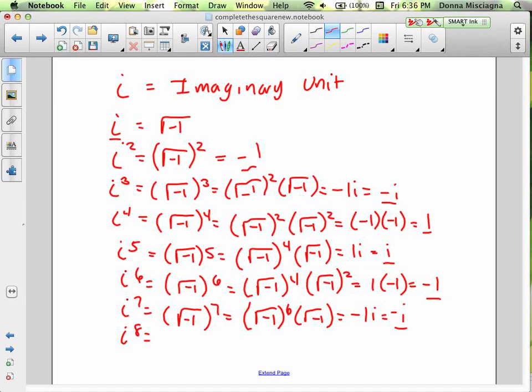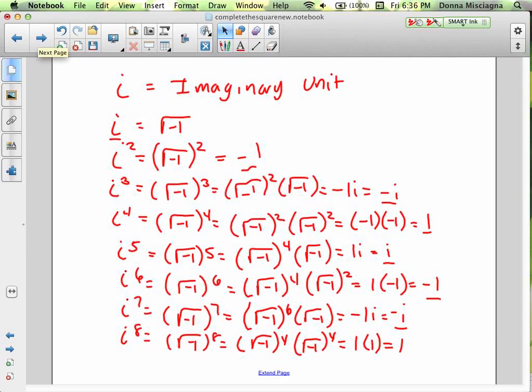Can you guess? All right, so for the square root of negative 1 to the 8th, let's do the square root of negative 1 to the 4th times the square root of negative 1 to the 4th. Well, we learned that the square root of negative 1 to the 4th was just 1. So we have 1 times 1, which is 1.